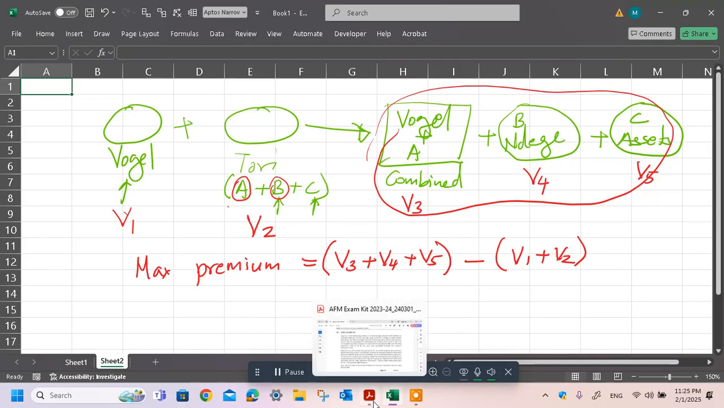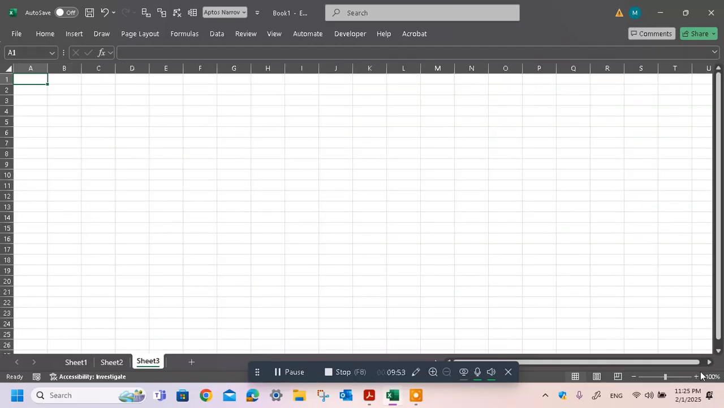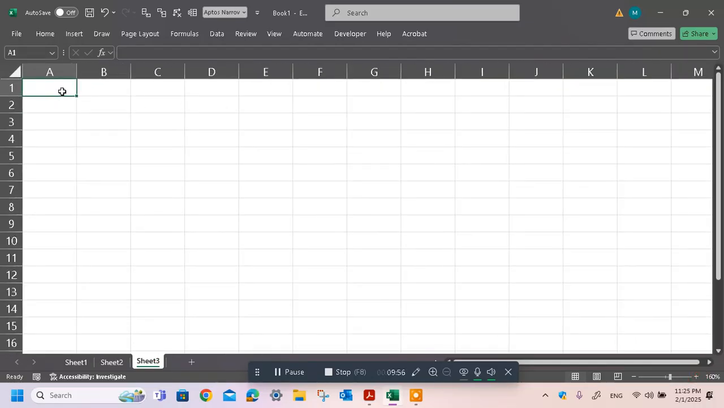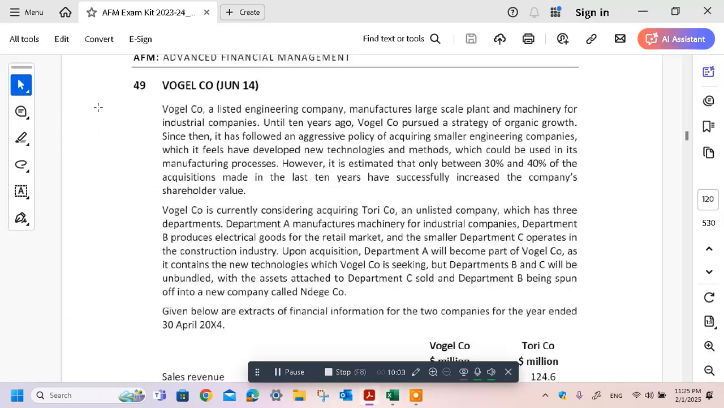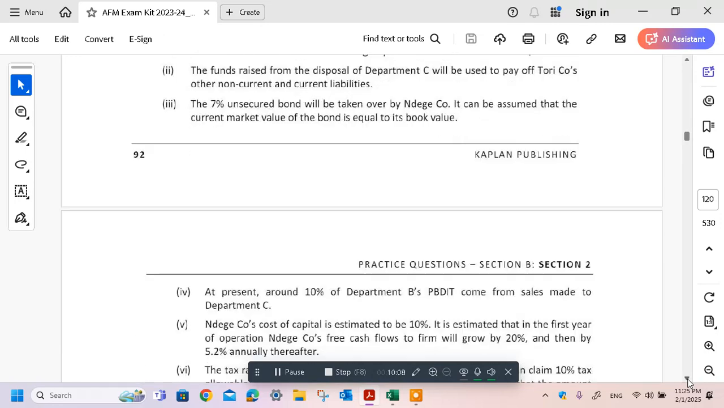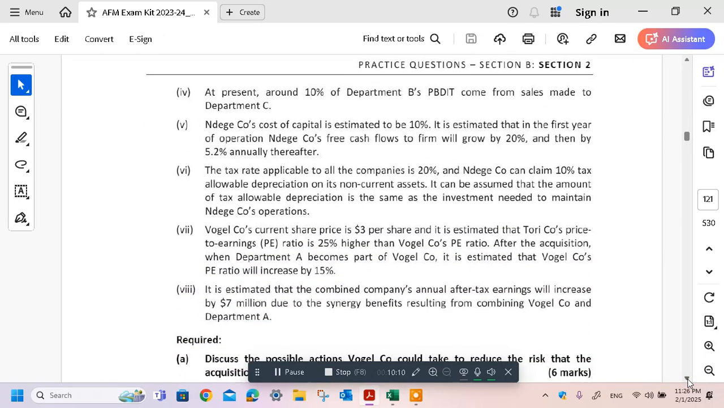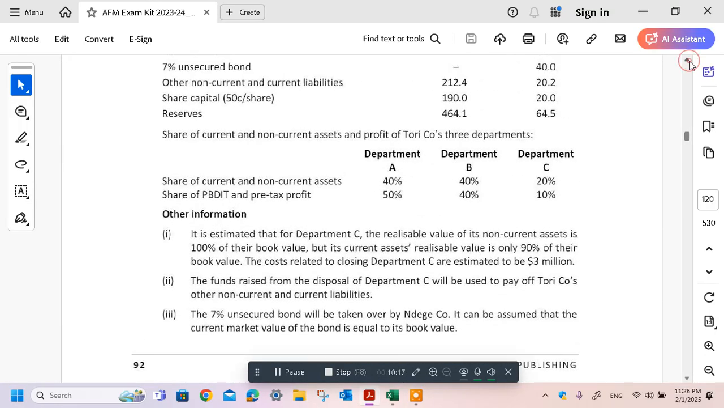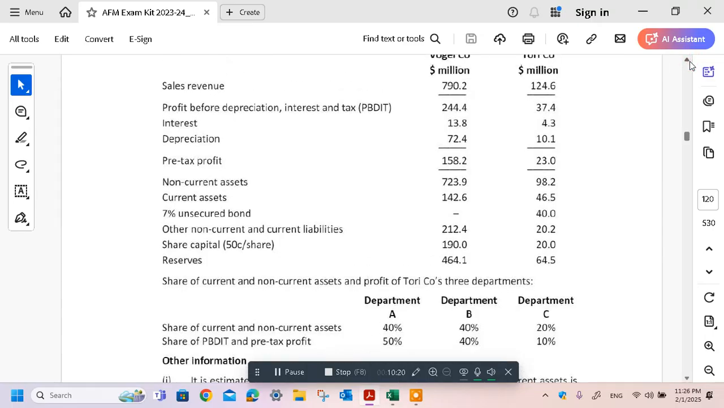So now let's go to a new page. Right. Vogel company. Let me find the values of Vogel company. Vogel company, the information given, I will show you where it is given. Pretty straightforward, they say. Vogel company's current share price is $3. Simple. Where do you find the number of shares? Number of shares. Here, share capital 190.